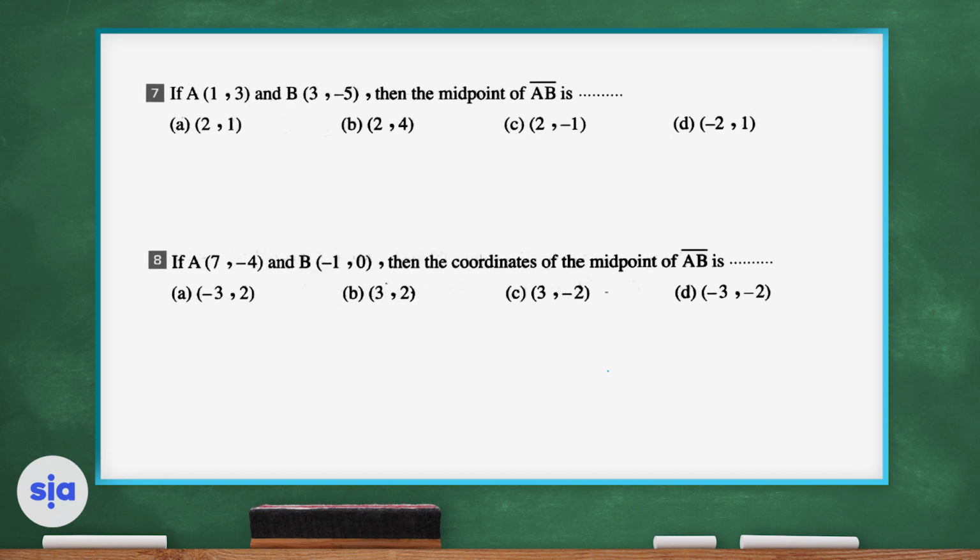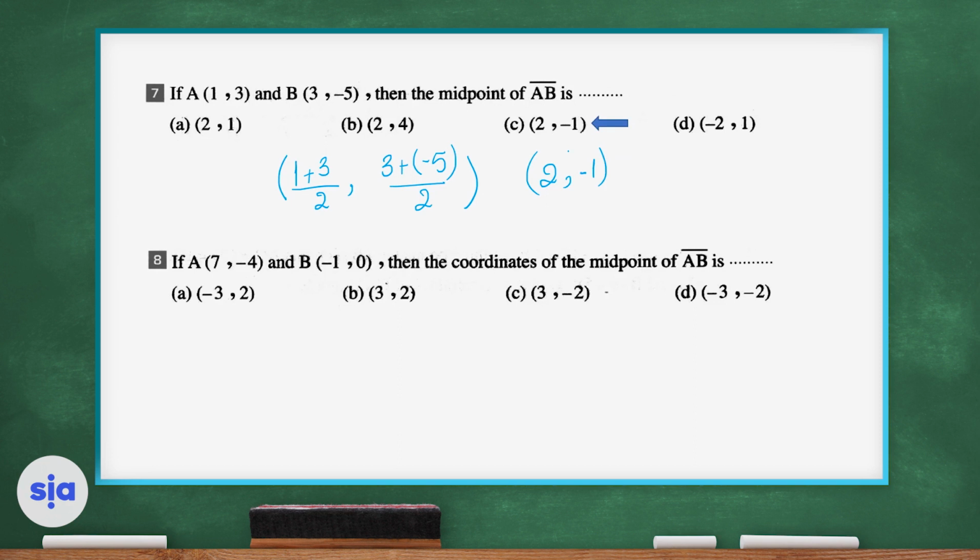Question 7, if A and B have the given coordinates, then the midpoint of AB is what? To find the midpoint, we get the x's plus each other over 2. So it's 1 plus 3 over 2, and the y's plus each other over 2. Then the midpoint in this case is (2, -1). So the right answer here is the one right above it, which is choice C.